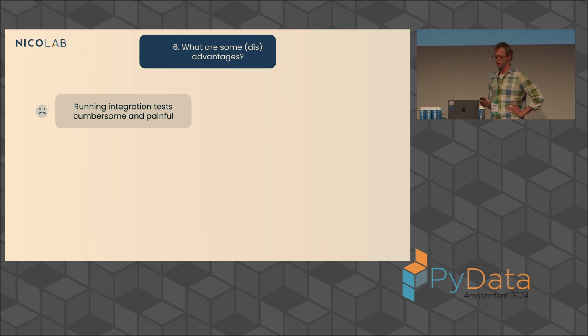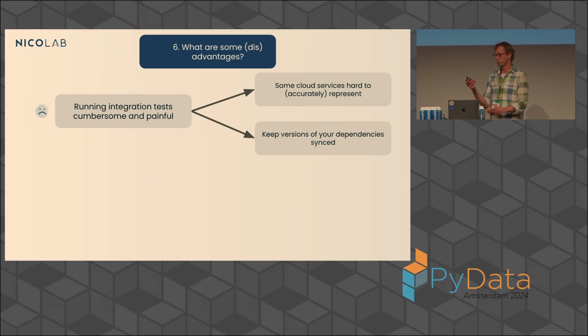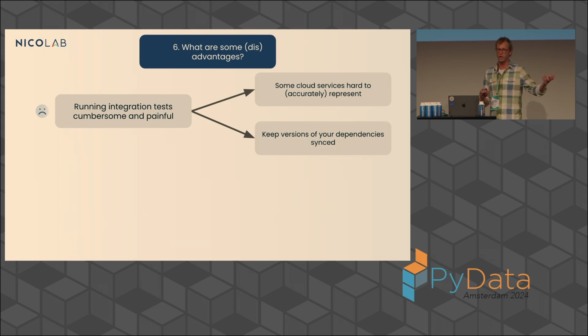So let's go over some of the advantages and disadvantages. I said they can be painful to run. Did we solve this? Well, some cloud services are hard to represent. So there, I'd say maybe partly, not really. But the other ones, yes. Something I haven't mentioned yet is that you have to make sure if you have a production version of MinIO or whatever service you use, that you probably also want to test against that one, right? So you want to keep them in sync. There's a bit of additional admin overhead.